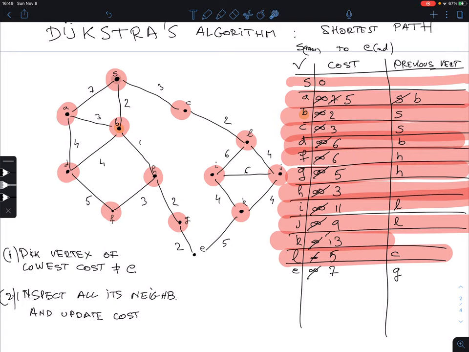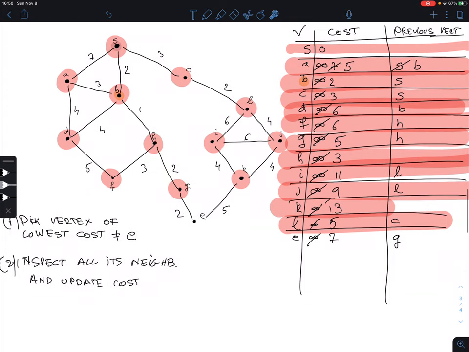What does this tell me now? It stops when E is the last vertex remaining. This is the case, right? We pick a vertex of lowest cost different from the end. We inspect all its neighbors and update the cost. We did all that. So we know that the lowest cost is 7.